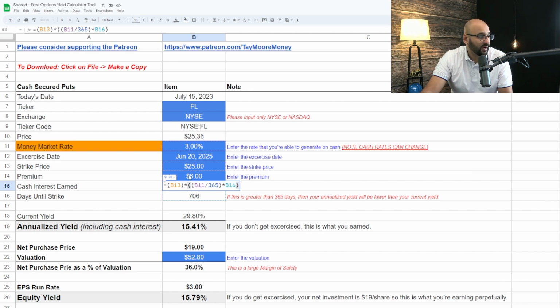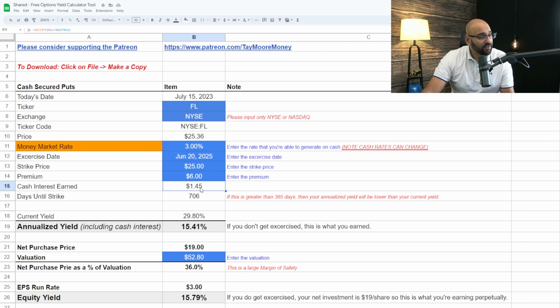So you can see here, B13 times the money market rate, and all I'm doing is I'm annualizing it, because if you just take $25 and you multiply by the 3%, 0.03, you get 75 cents. But remember, you're holding it for 706 days, so you really got to do that 75 cents divided by 365 days times 706 days. And I just did that quickly on the calculator. I got $1.45, and that's exactly what you have here. And so it's annualized. And what does this really mean?